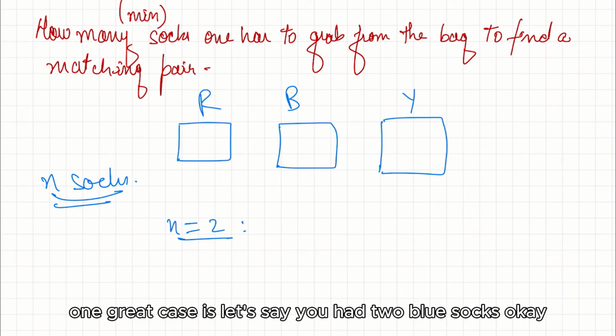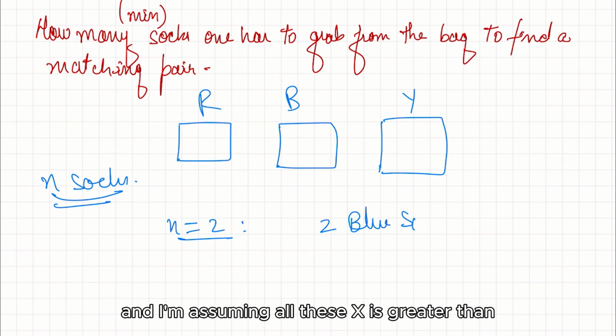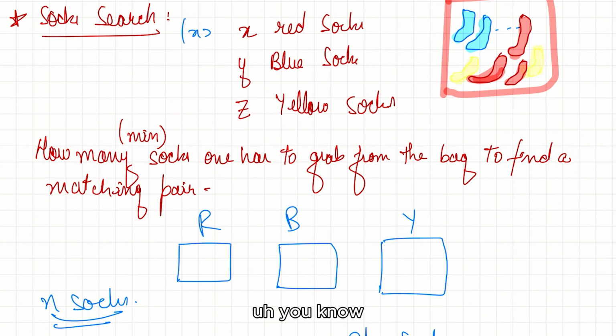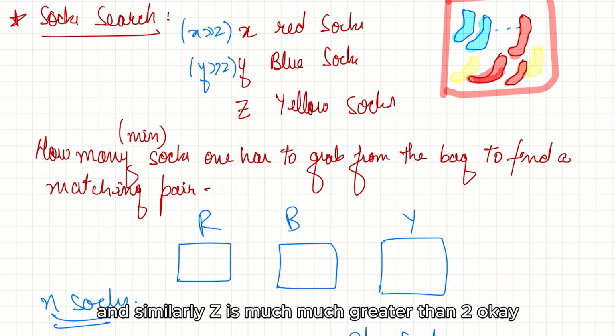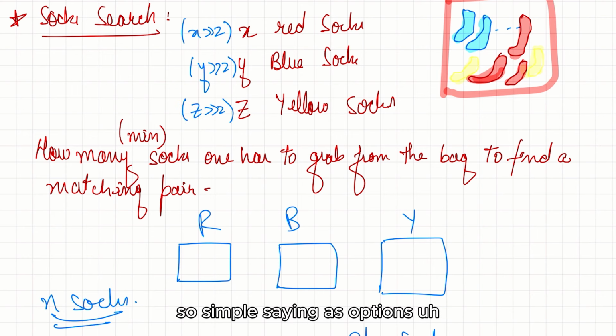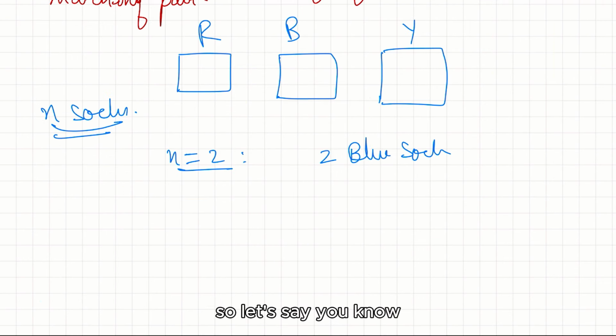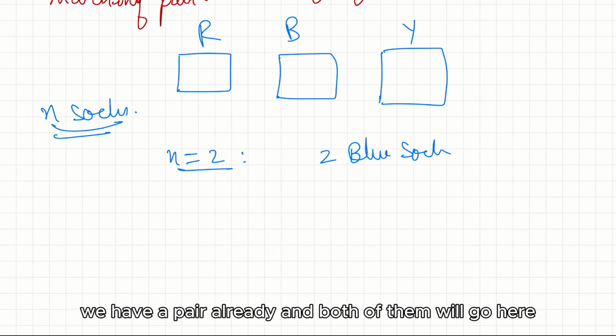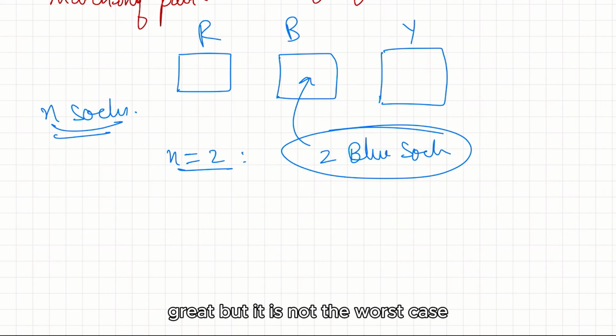One great case is, let's say you had 2 blue socks. Okay, and I'm assuming all these, X is much greater than 2, and Y is much greater than 2, and similarly Z is much greater than 2. Okay, so it's simple, sane assumptions. So let's say we took 2 socks and basically both of them are blue. So in this case, we have a pair already and both of them will go here. Great.